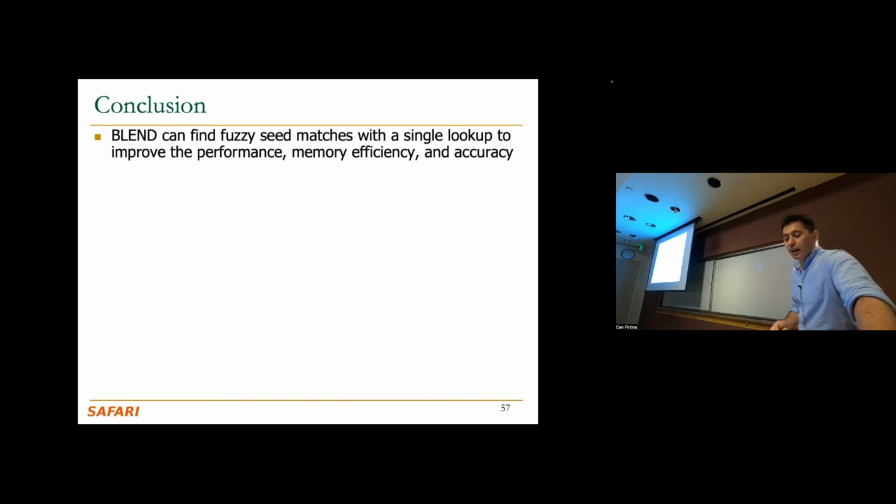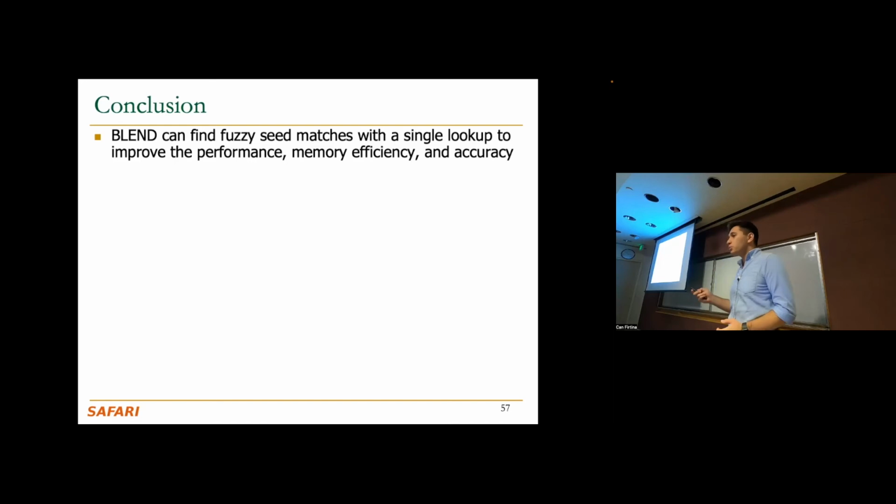Conclusion. So Blend can find fuzzy seed matches with a single lookup to improve the performance, memory efficiency, and accuracy. I'm saying single lookup because there are also other approaches, locality sensitive hashing approaches, for example, min hash. What it does is that it generates a hash value for the entire sequence, but it's not enough, right? Because it generates many hash values using many hash functions in order to improve the collision rate. And then it calculates the Jaccard similarity in order to identify whether these two sequences are approximately close to each other, meaning it cannot find the approximate matches with a single lookup.